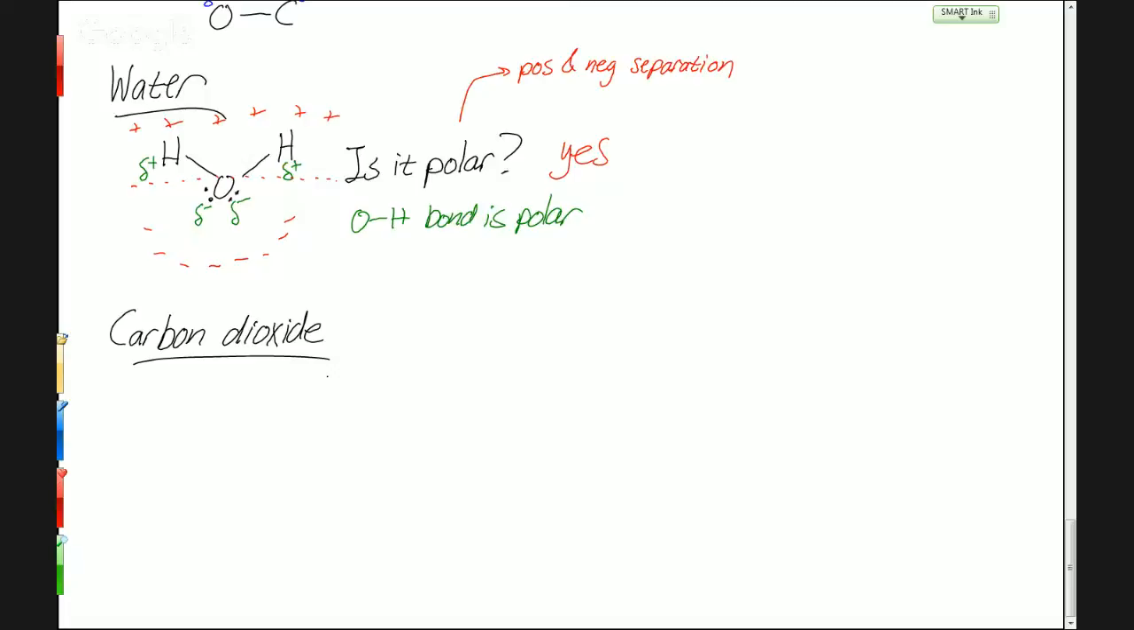Carbon dioxide. Carbon dioxide looks like this. It has two double bonds, carbon to oxygen. And now we want to decide if it's polar. Now the difference in these two structures is the shape. Of course, the atoms also, but the shape. Whereas water has that bent Mickey Mouse shape, carbon dioxide has a straight across linear shape.